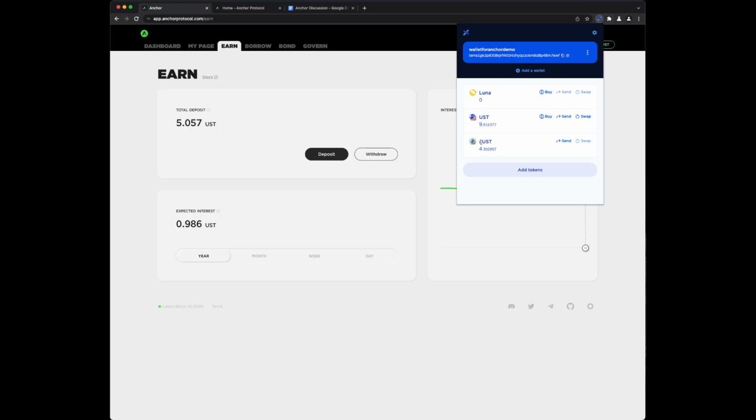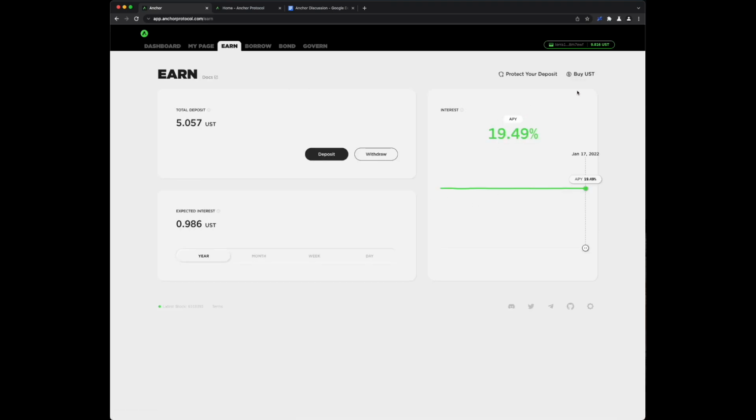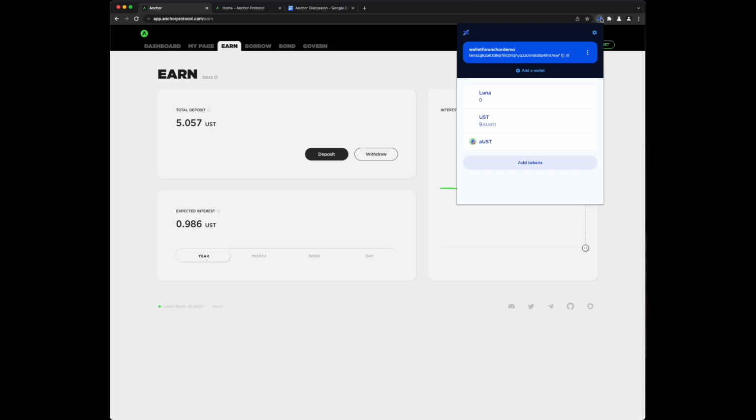What this means is that the amount of AUST is not growing. You're not actually getting paid anything into your own wallet. It's just that the exchange rate between AUST and UST is changing. And it changes currently at 19.5% interest per year. You can track it up here. This is the current exchange rate. So over time, this number here will tick up just slowly. And what that means is that by getting quote unquote paid this 19.5% interest, you're not actually getting paid anything until you withdraw your UST. And what that means is that there's no taxable event.